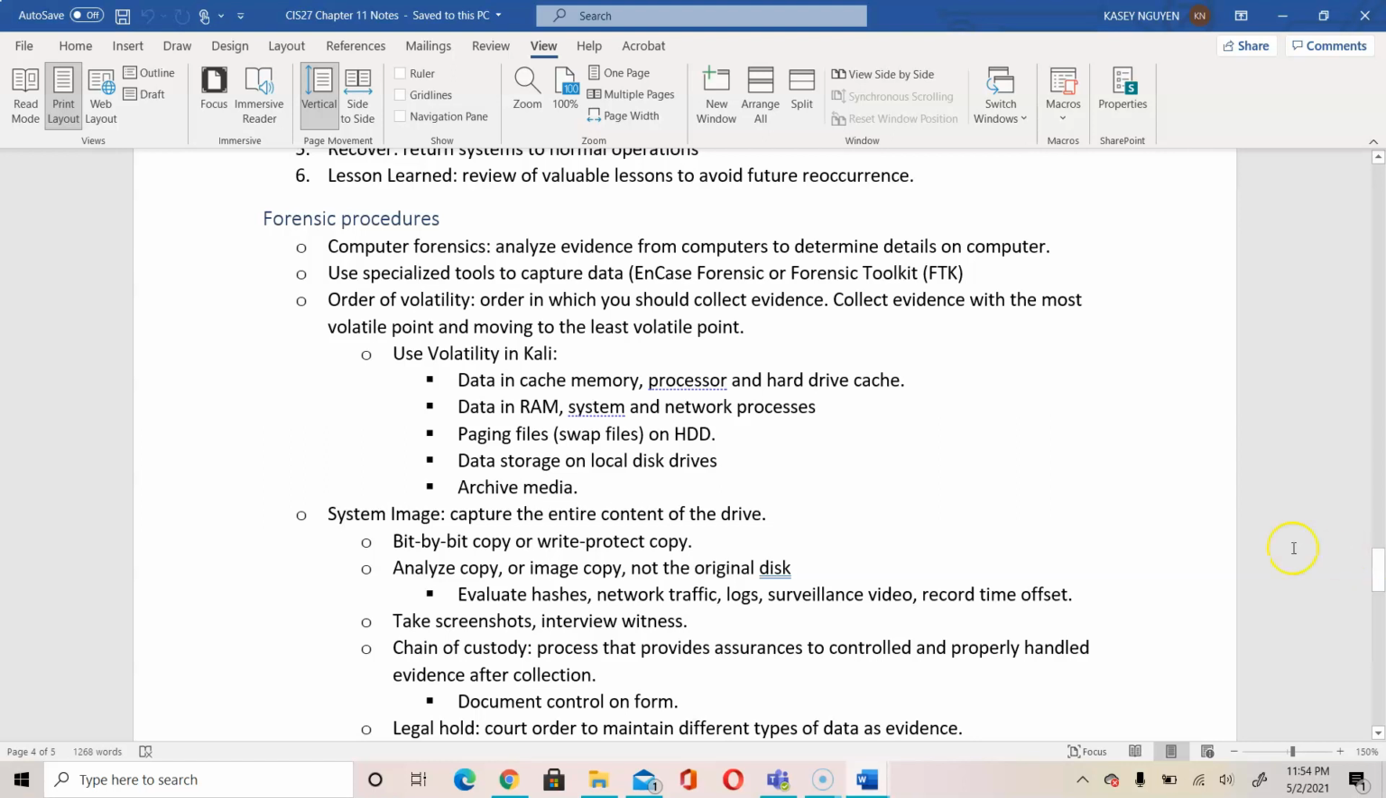So as you can see, as we move downward, cache memory and hard drive cache, those types of data would go away when you turn off the system. Data in RAM might not be permanent either. And even in a permanent case, we want to be able to recover it next. And then we would move into the hard drive and permanent storage.